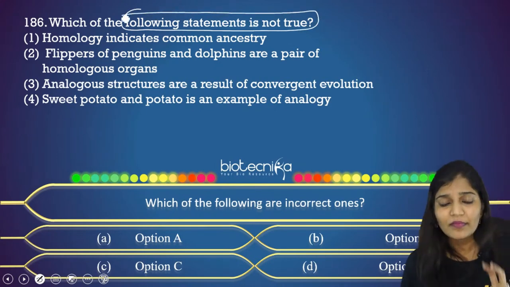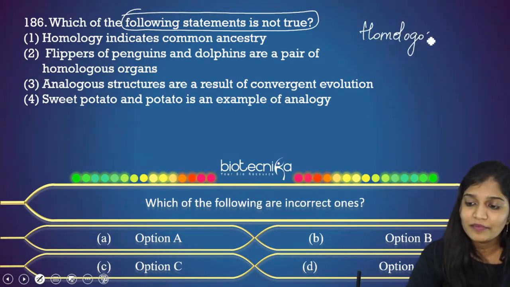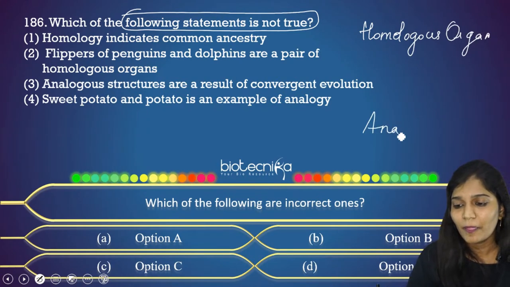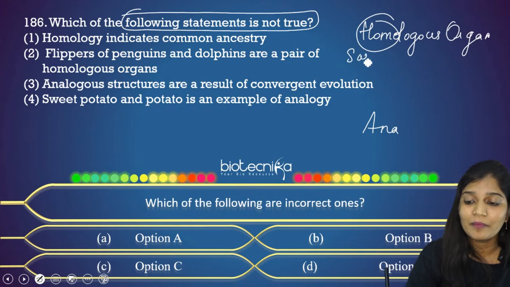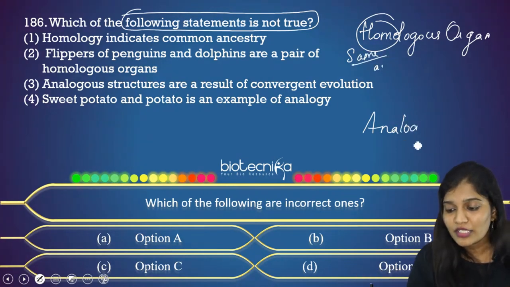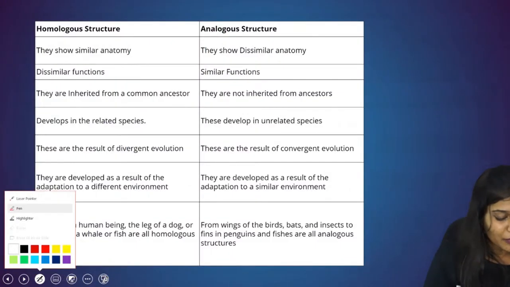Very important. I'm going to talk about two important things. One is going to be homologous organs, another one is going to be analogous organs. Homo means same, but let's understand it as same ancestors. Let's talk about it, and then we'll come back to this question again. Okay, this is very important.